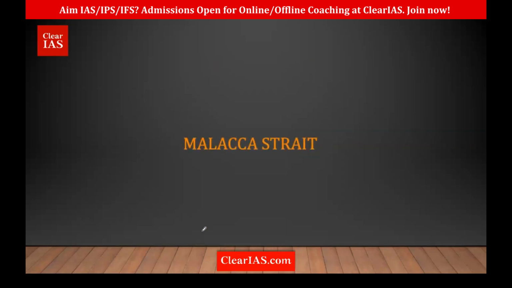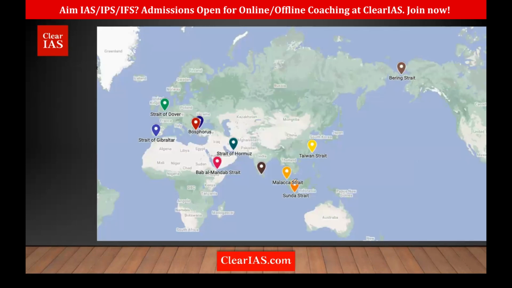Next is the Malacca Strait. This is also very important, because this is one of the choking points of the world. This is called a choking point. Why? You can see the Malacca Strait is somewhere around here. So you see the location.